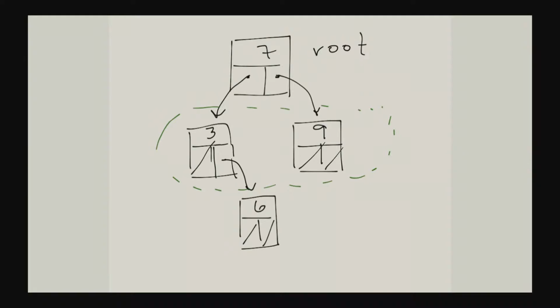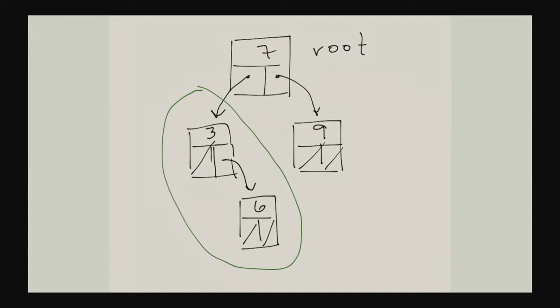So in this case, you'll notice that this tree is indeed ordered, right? We have the value 7 at the root. Everything to the left of 7, so the 3 and the 6, right? Those values are both less than 7. And everything to the right, which is just this 9, is greater than 7.